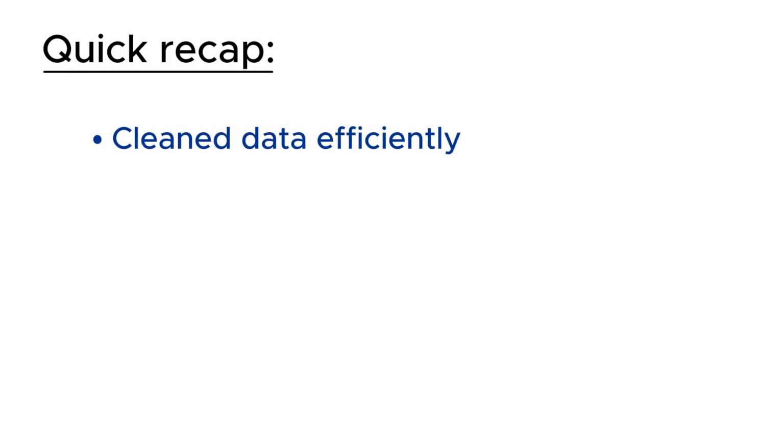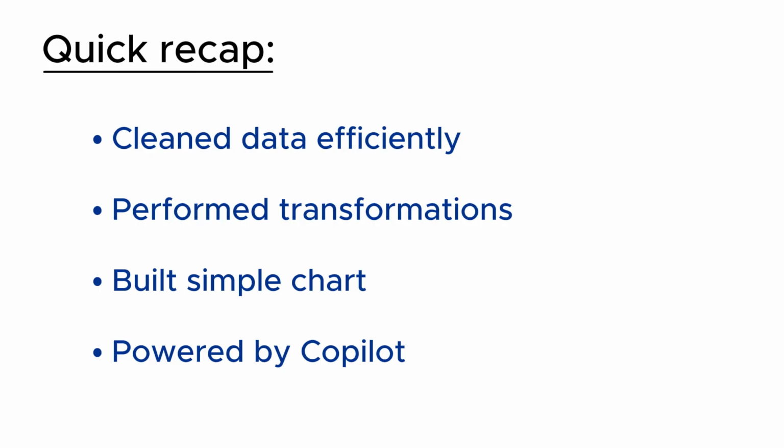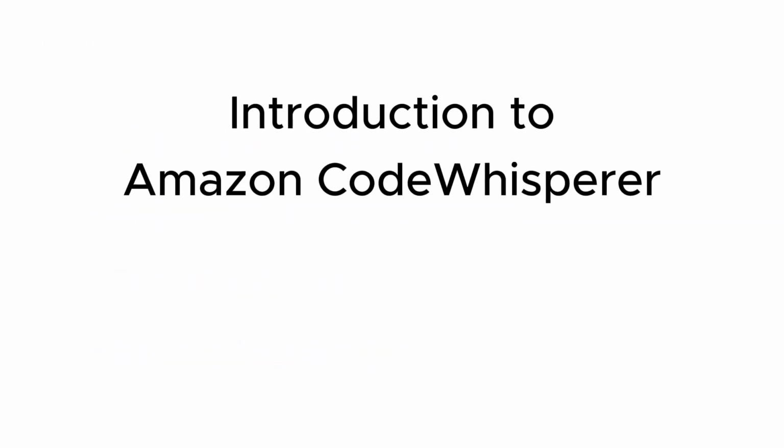To quickly recap, we used GitHub Copilot to clean our data, perform transformations, and create a simple yet effective chart for our data analysis app. We've now completed our data analysis app. In our next lesson, we'll shift gears and introduce you to another powerful AI tool, Amazon CodeWhisperer. We'll explore how it differs from other AI assistants and how it can supercharge your coding workflow, starting from the very first character you type.